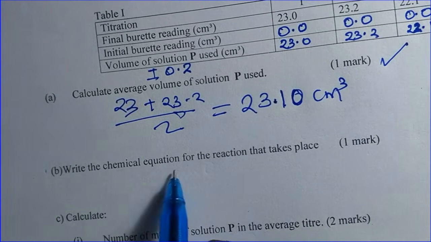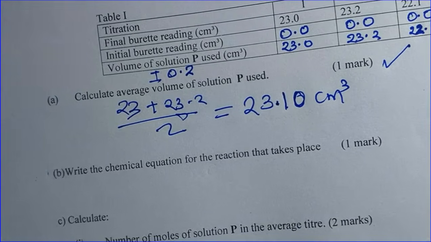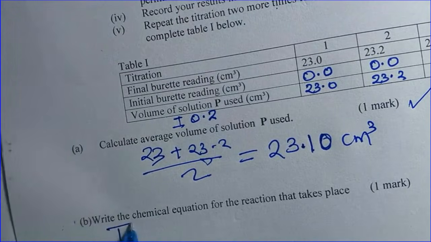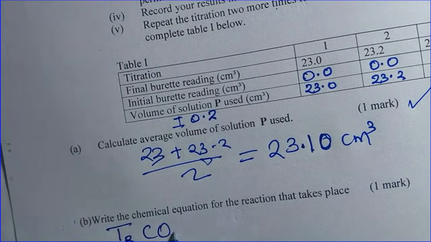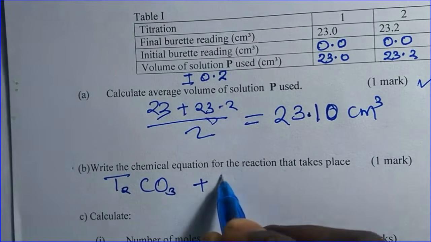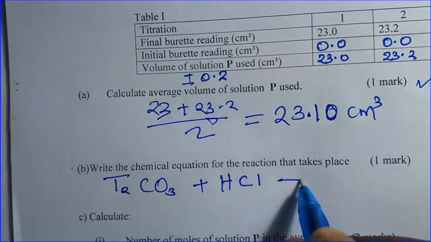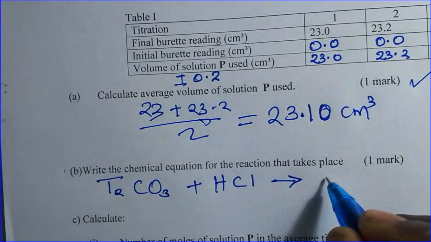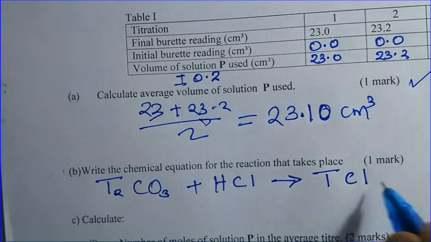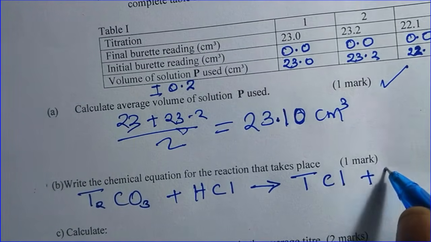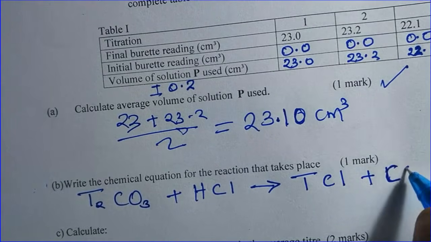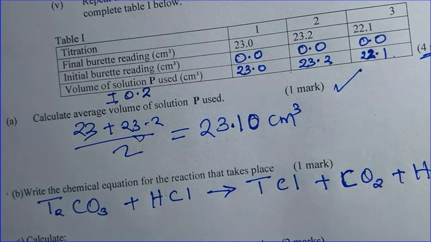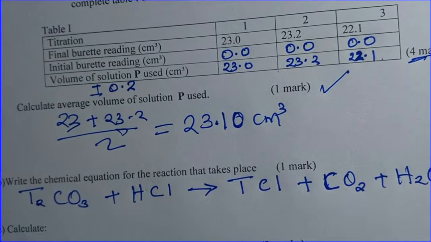Write the chemical equation for the reaction that took place. Remember now it is T2 carbonate. So T2 carbonate is reacting with HCl. A carbonate with HCl will form the T salt, T chloride, plus water plus CO2.